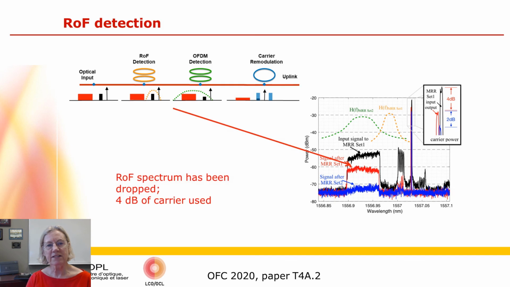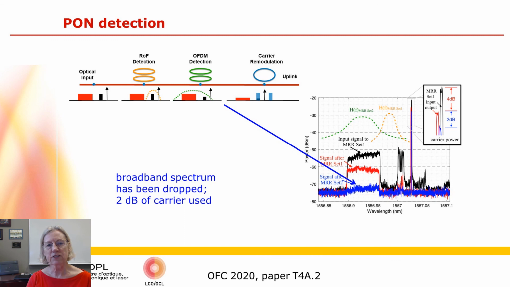Then we go through the next microring resonator. We're dropping this broadband signal, again peeling off just enough carrier to do good direct detection. And then finally, after the OFDM is dropped, we have this blue signal, which is the carrier with very low residual signals that we use for remodulation. And the carrier remains pretty strong because we didn't take off much power for our detection.